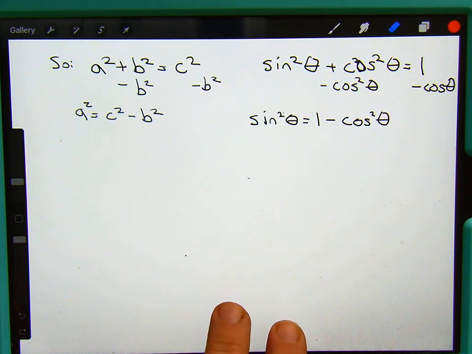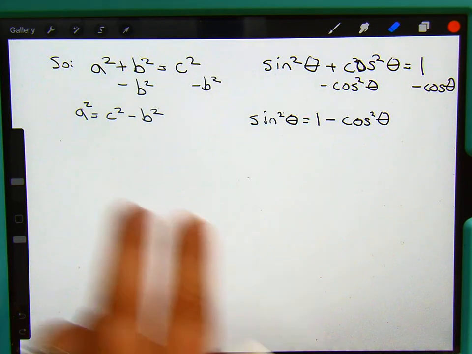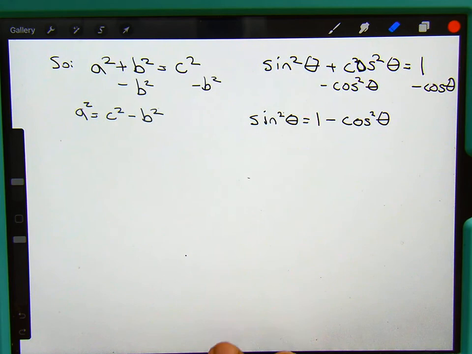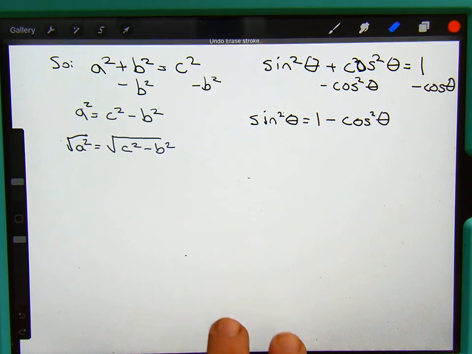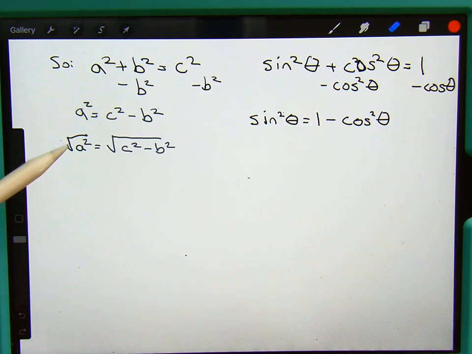If I do it over here, then I'd end up with sine squared of theta equals 1 minus cosine squared of theta. Same thing, just looking different in trig functions. So to take that, I then have to take the square root of both sides to undo my square here.